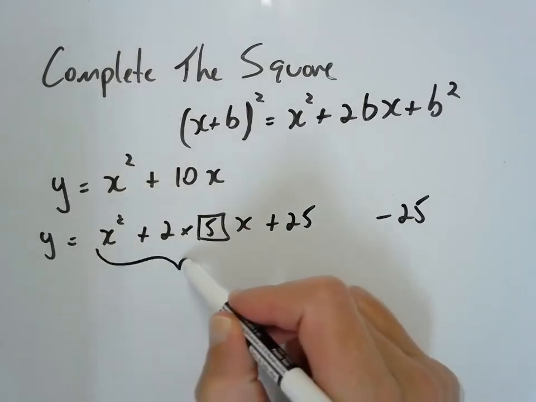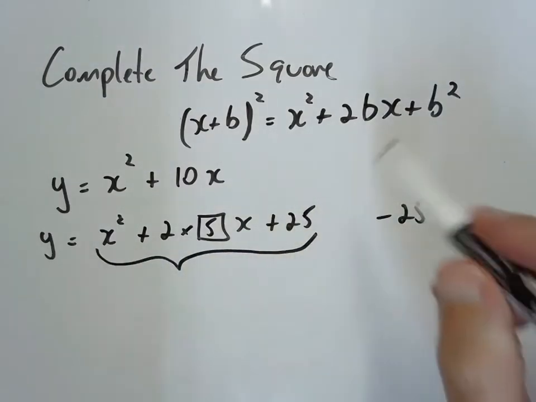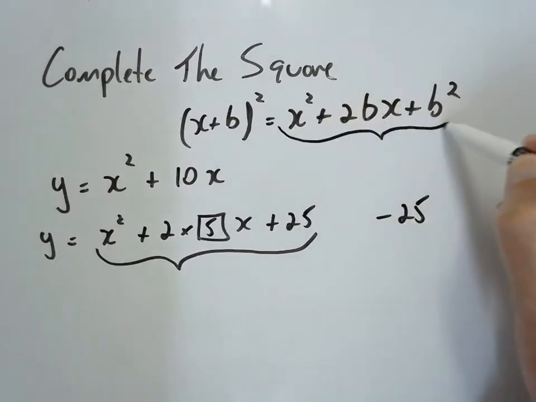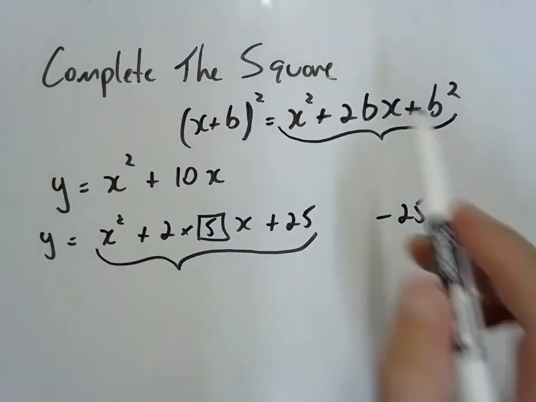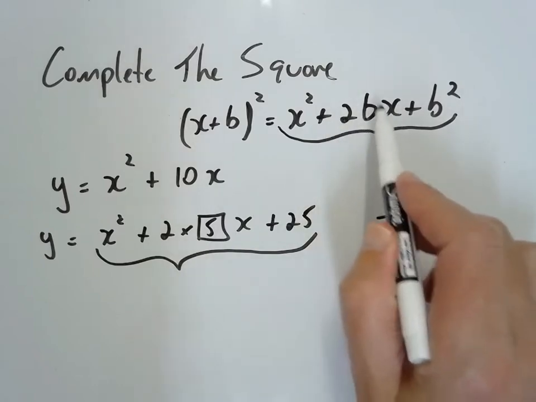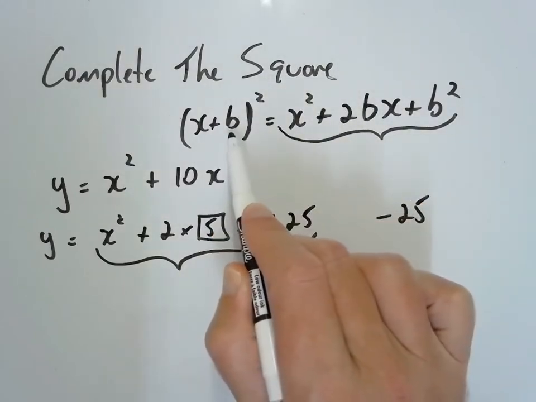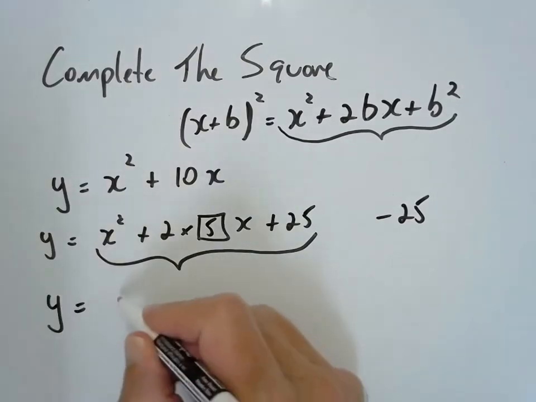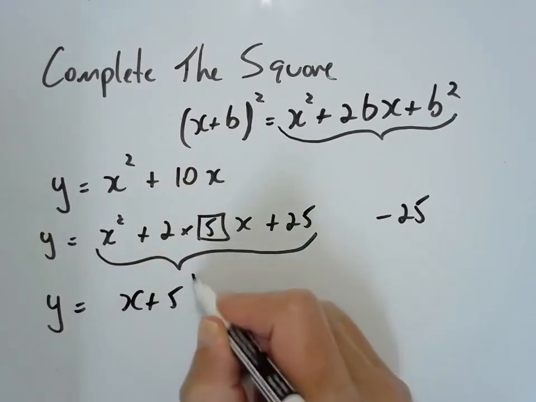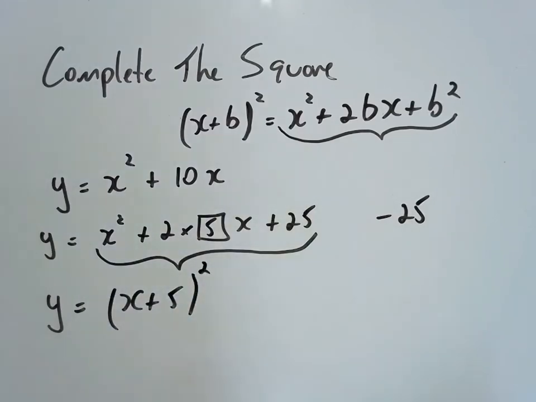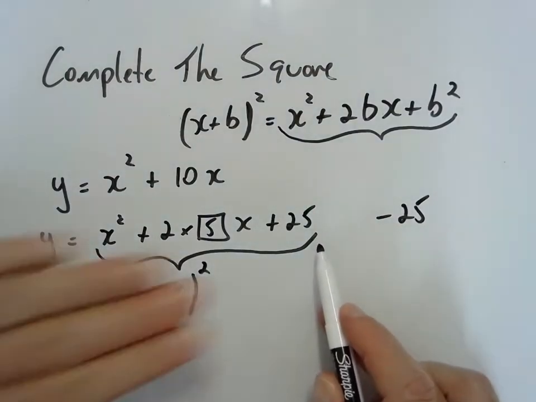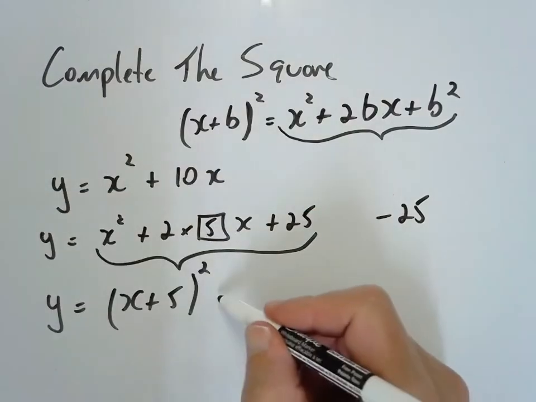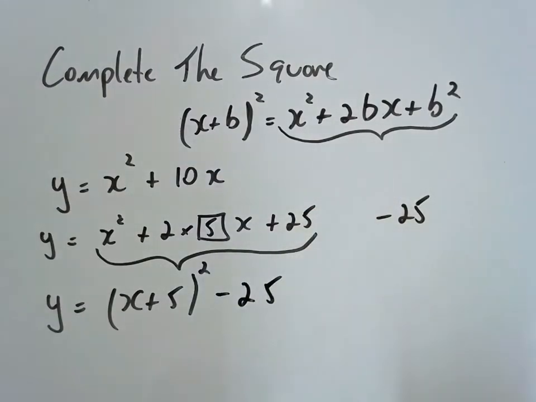Luckily, that there is in that exact format. So we can now take that and factor back to x plus b squared, where b is 5. Y equals x plus 5 squared. That takes care of that. What's left out on the right hand side? A minus 25. That is completing the square in a nutshell.